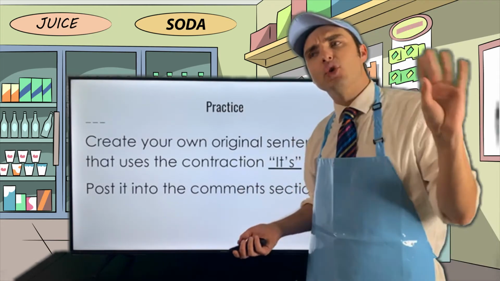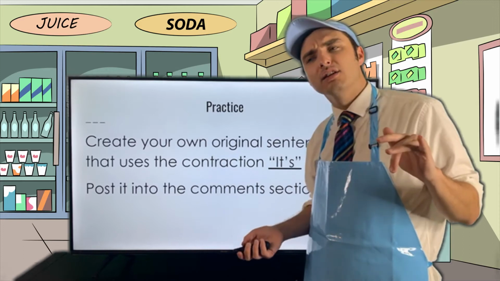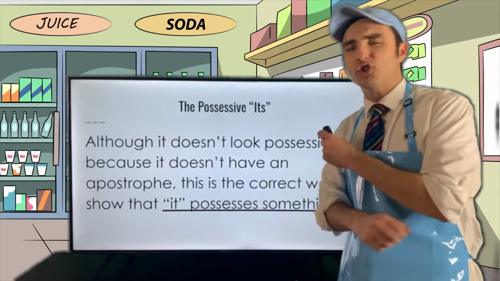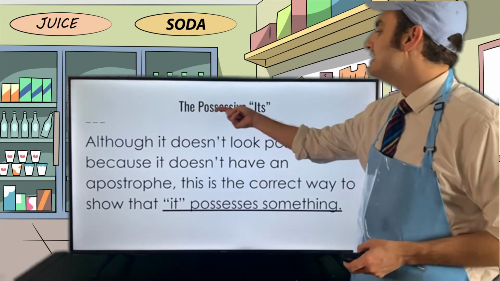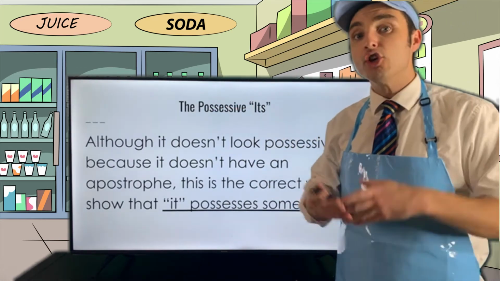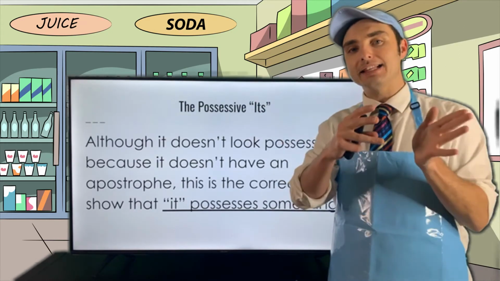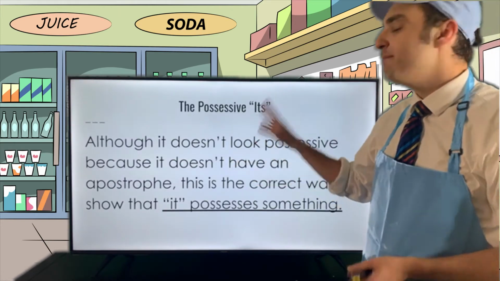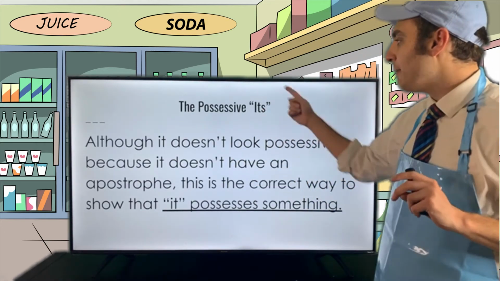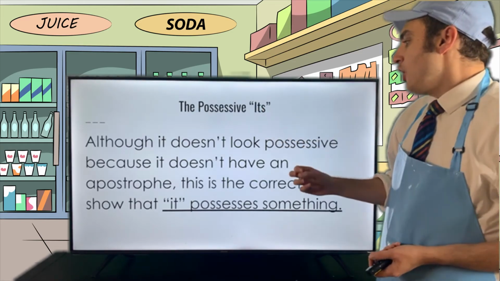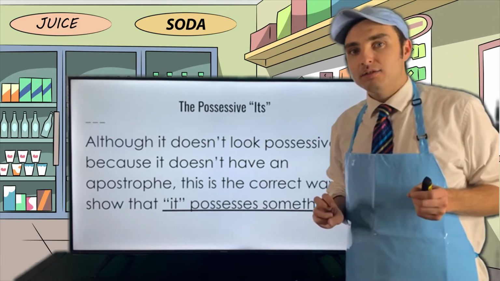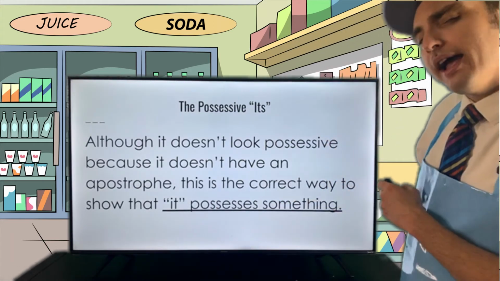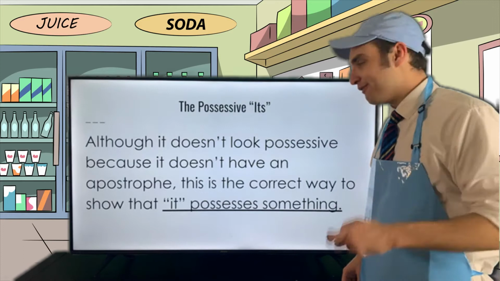So we've already gone over the contraction, it apostrophe s, but what about its? Well, this is what you've been waiting for. This is the possessive form of it. So it owning something, it possessing something. So although it doesn't look possessive because it doesn't have an apostrophe in it, see, no apostrophe, its, this is actually the correct way to show that it possesses something. What do I mean by that? Let me go ahead and clarify for you.